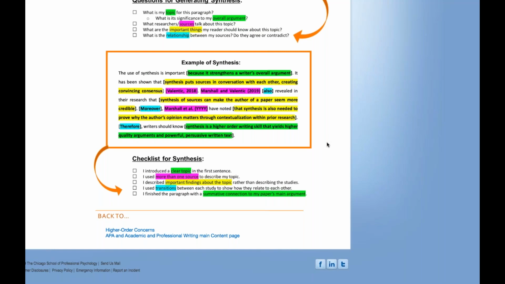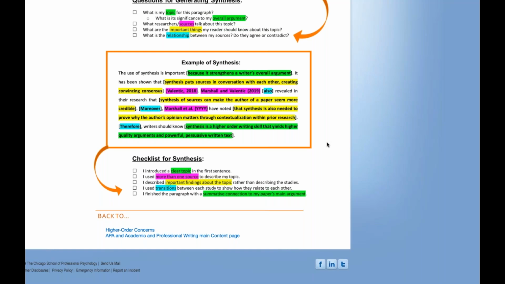So the first one, I introduced a clear topic in the first sentence, the use of synthesis. I used more than one source to describe my topic. With the purple highlighting, we can see that I used 3 sources. I described important findings about the topic rather than describing the studies. Looking at the yellow highlighting, we can see that I described the ideas that the authors talked about, but I didn't discuss their studies.